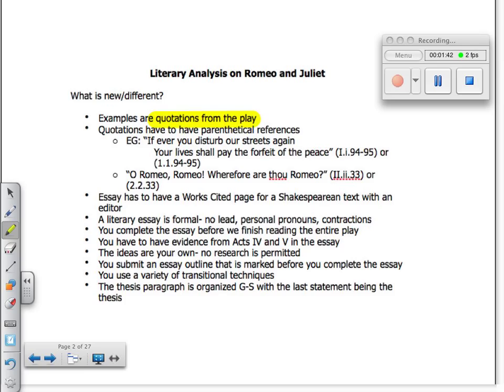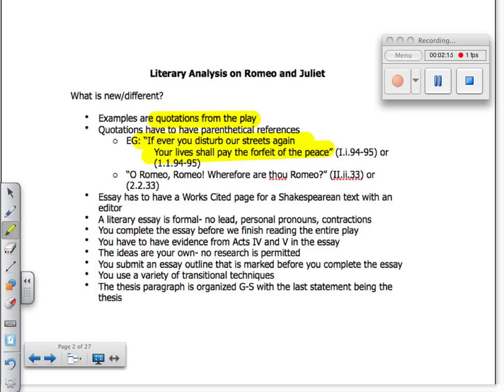If ever you disturb our streets again, your lives shall pay the forfeit of the peace. Who says it? Yeah, the prince. This is the evidence that you want to be working with. So you might use this to prove that the feud exists, and to suggest how volatile the situation is, how ready people are to fight and how ready the prince is to administer the law. He's going to kill people if they keep going with the feud. That's something you would comment on. You actually need proof from the play, and that's it.